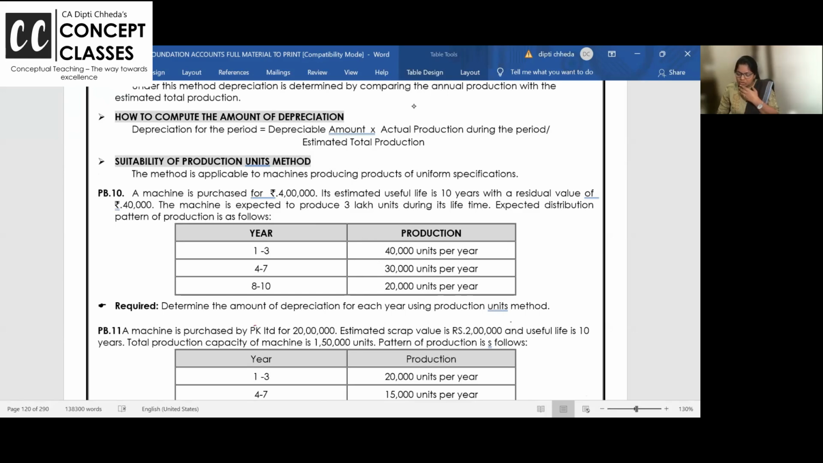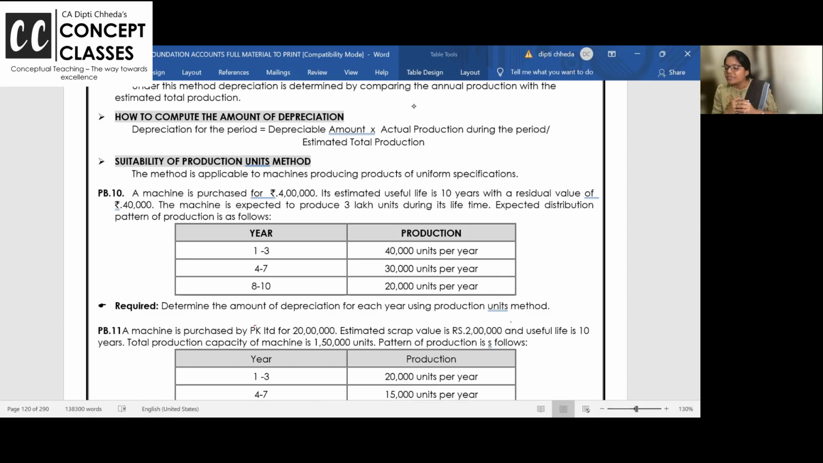Expected distribution pattern is given to you. Like first year, second year, third year, you are getting 40,000 units per year. You should know the total number of units. That is important, then you can do this. Then you are getting 30,000 units for the other 3 years. Okay. Then you are getting 20,000 units. Okay. So for years 1 to 3, how will you check? The total number of units you have to calculate first.